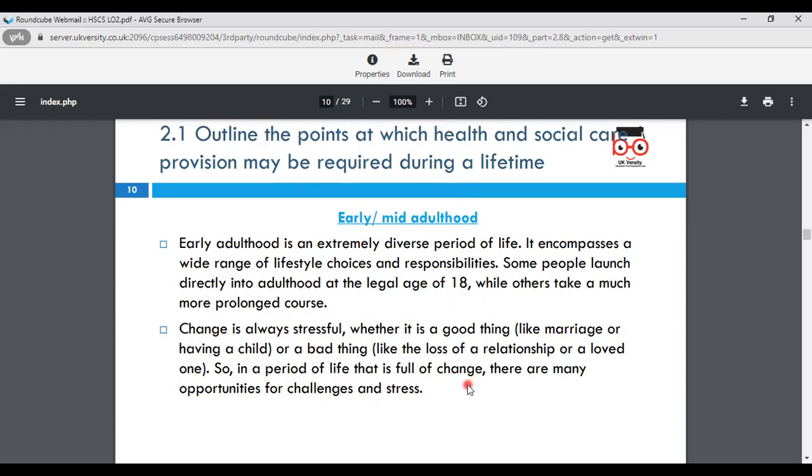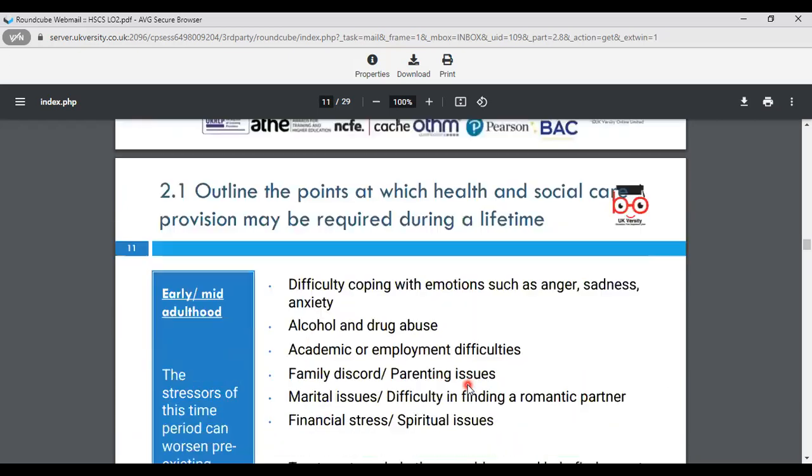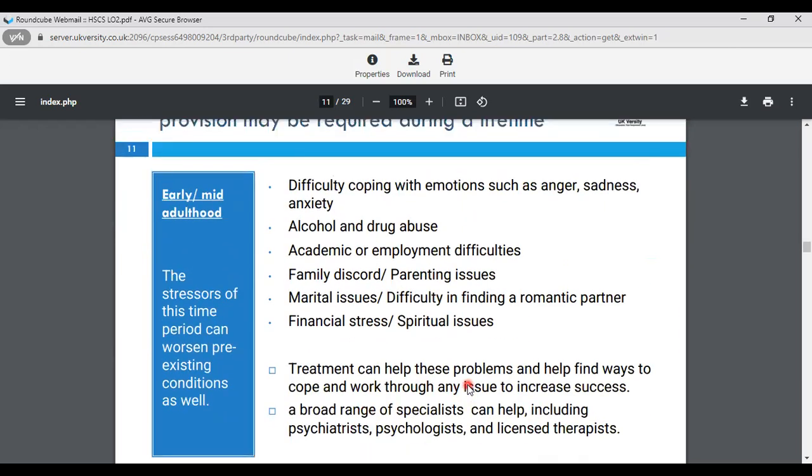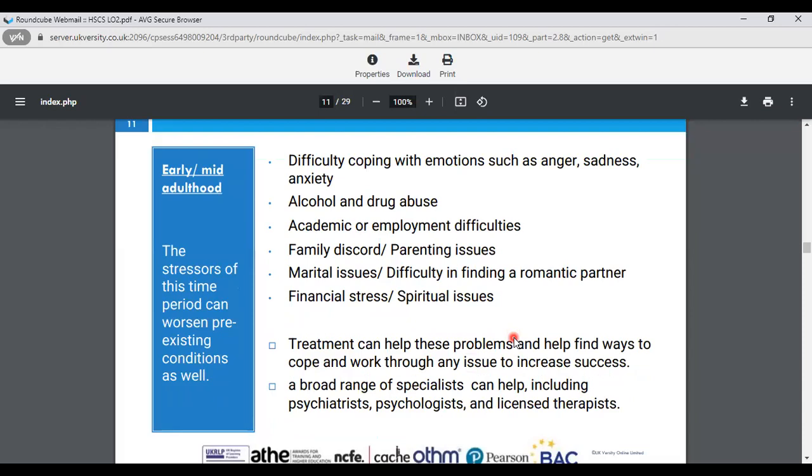In this period, there's a lot of support out there also. In this stage, the stressors of this time period can worsen pre-existing conditions as well. There could be difficulty coping with emotions, alcohol and drug abuse, academic or employment difficulties, family discord or parental issues, marital issues, financial stresses, and spiritual issues also. There's treatment out there.